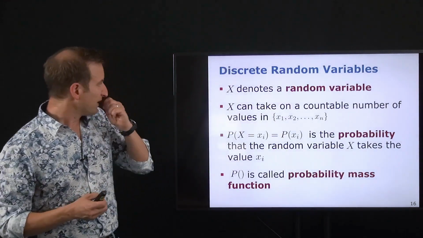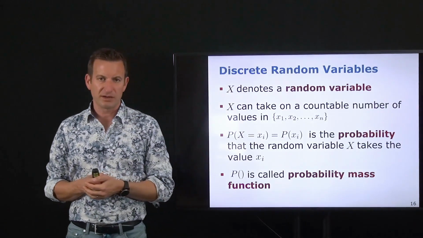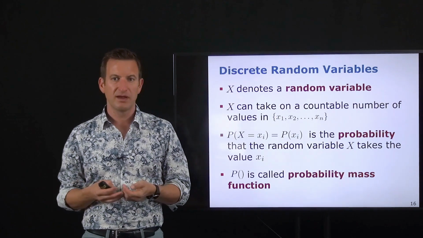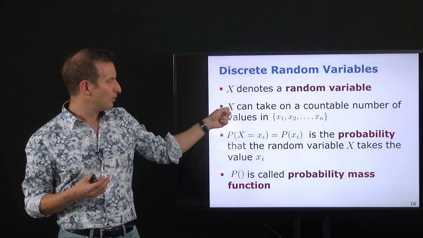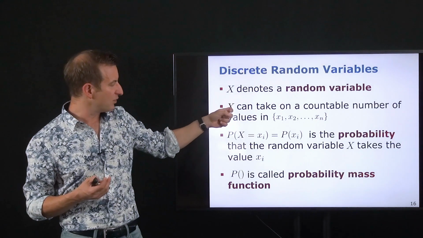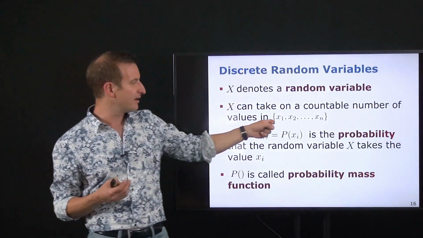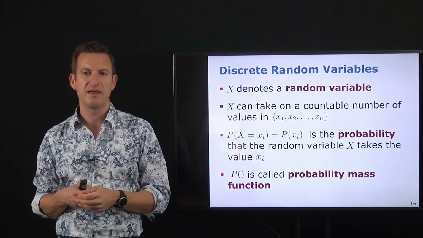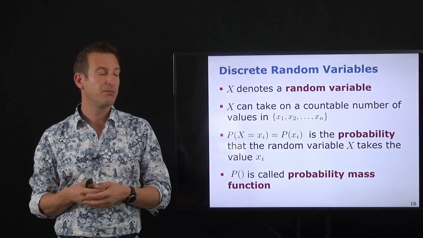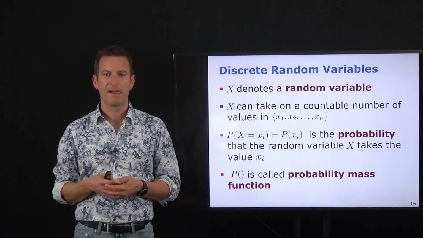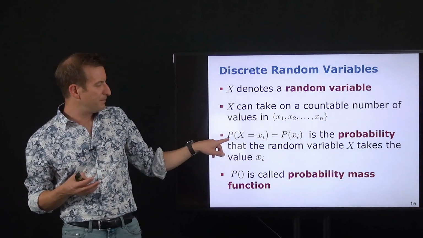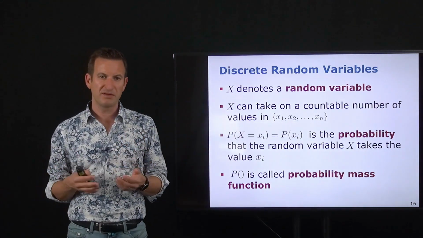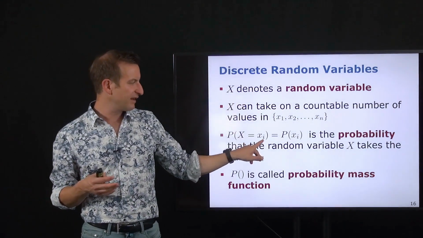Okay, so let's say X denotes a random variable, so a variable which can take different values. How we denote it here is that the random variable X can take the values x1, x2, x3, x4, and so on until xn. It's a countable number of possible outcomes. And then P of X equals xi is the probability that the random variable X takes the value xi.